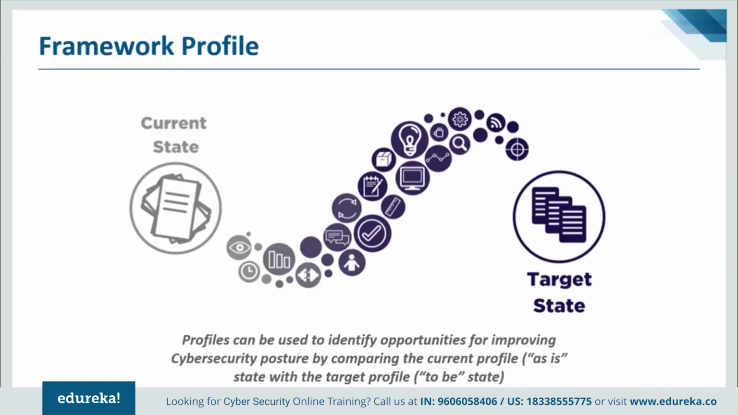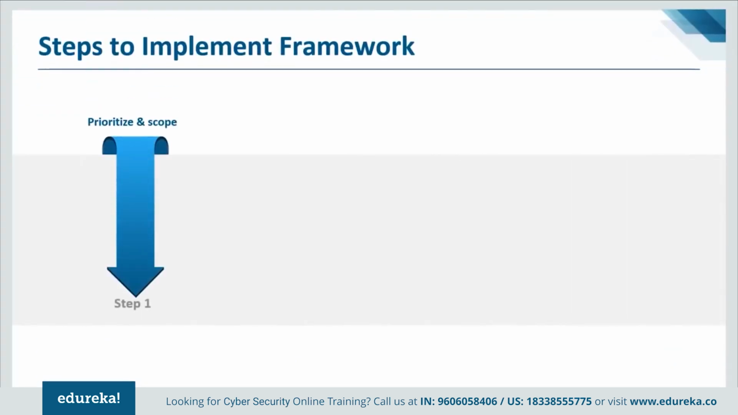Now, the following steps illustrate how an organization could use the framework to create a new cybersecurity program or improve on an existing program. These steps should be repeated as necessary to continually improve cybersecurity. So, the first step is to prioritize and scope. The organization identifies its business mission, objectives, and high level organizational priorities. With this information, the organization makes strategic decisions regarding cybersecurity implementations and determines the scope of systems and assets that support the selected business line or process.